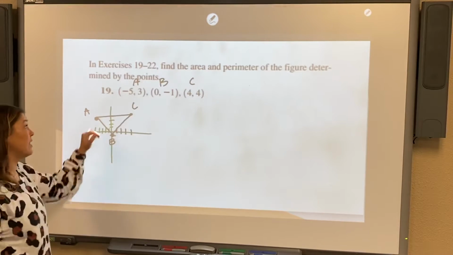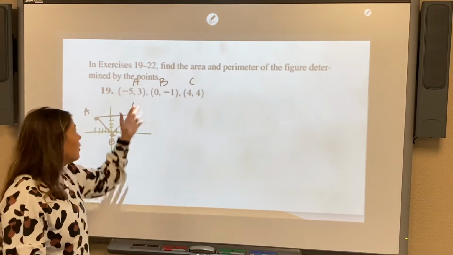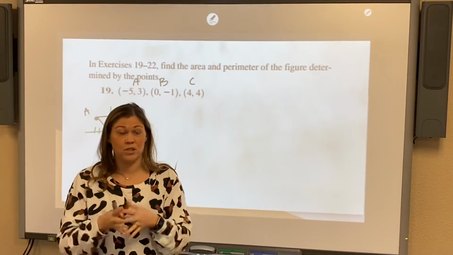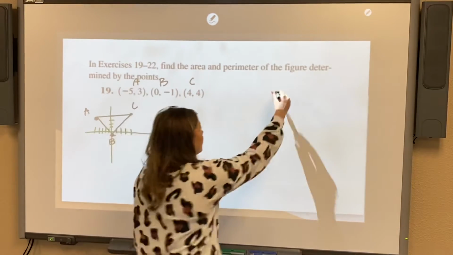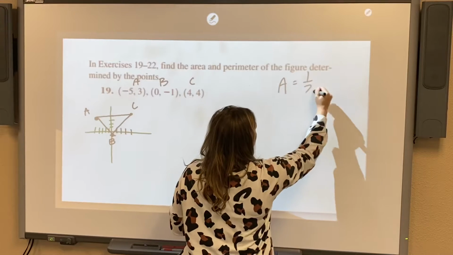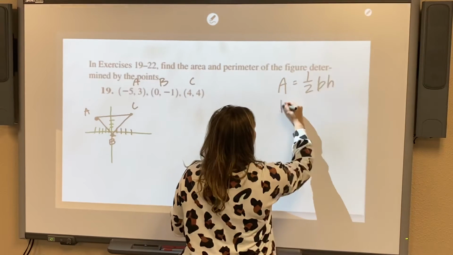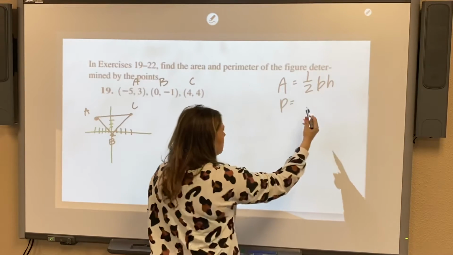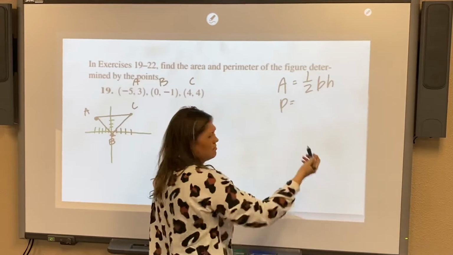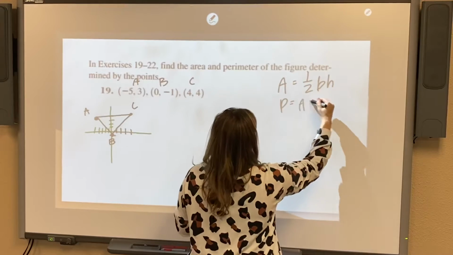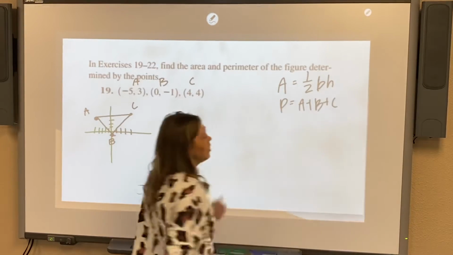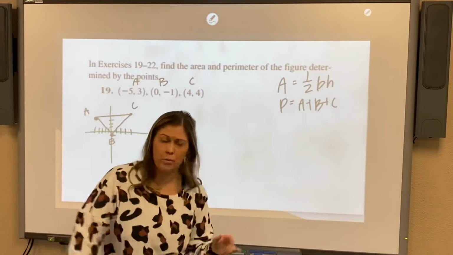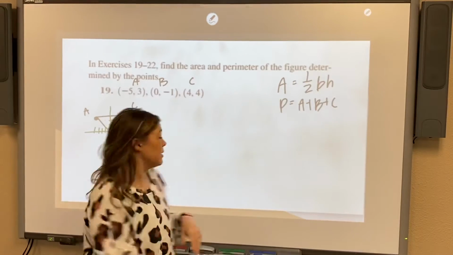Okay, so we need to find the distance. So basically we're finding the area and perimeter of this triangle. Okay, so area of a triangle is half the base times your height, and the perimeter of this triangle is just add up all your 3 sides. Side A plus B plus C. Okay, probably a more geometrically appropriate way to say that. Add up all your sides.